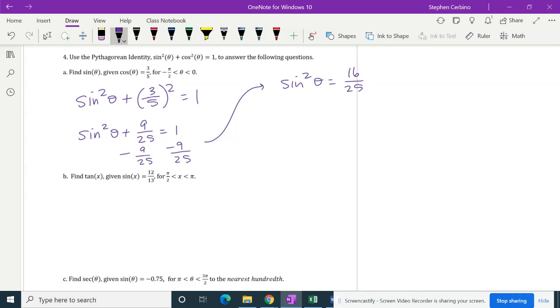1 minus 9/25, it's going to give you a decimal. It's going to be 0.64. Hit math, enter, enter, and change it back to this magical fraction that we have of 16/25. We like fractions better here.